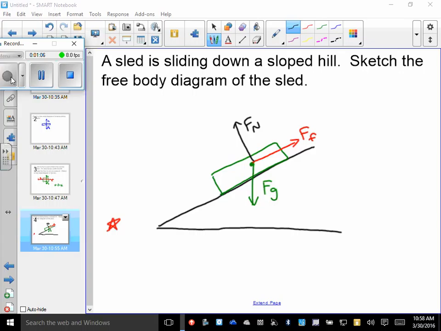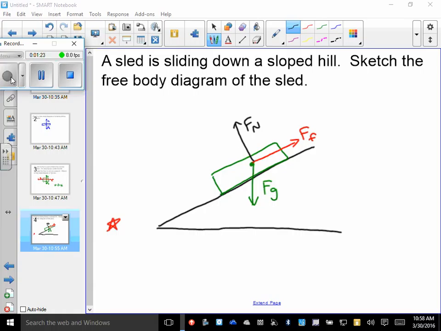And if we needed to add these vectors, we'd have to find out how much in the x and y, like we were doing before when we were adding vectors. So that's where we're going next. You'll notice I didn't put a force applied. Generally, to slide down a hill, you don't need a force applied.